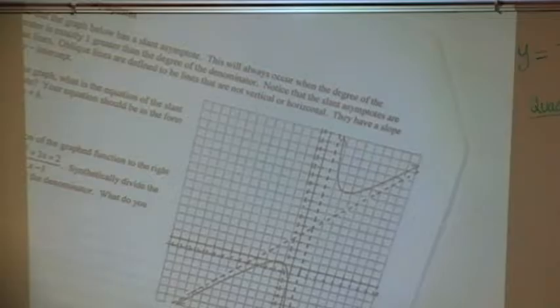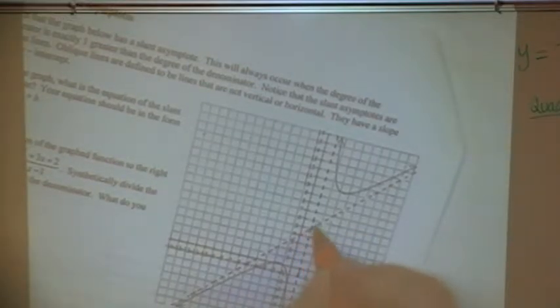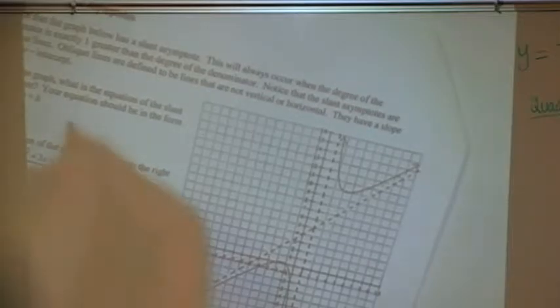Looks like your y-intercept is 4, and looks like your slope is 1. So it would be y equals x plus 4.